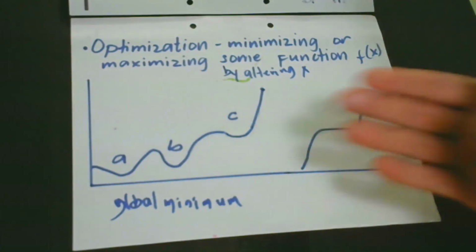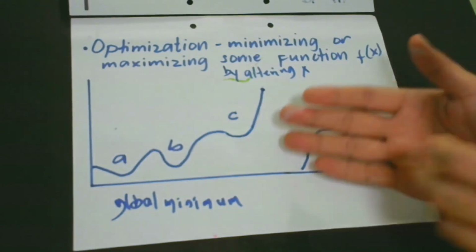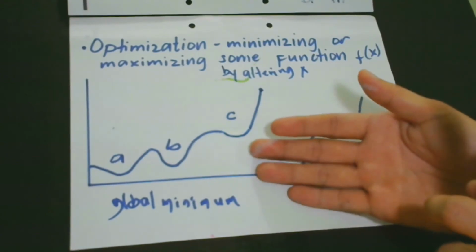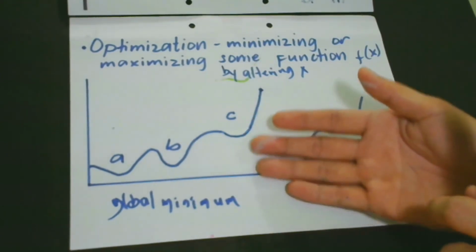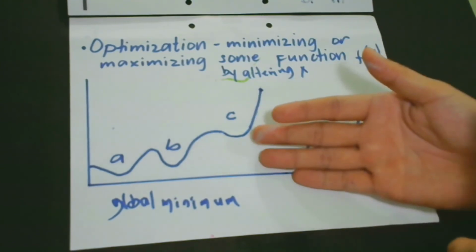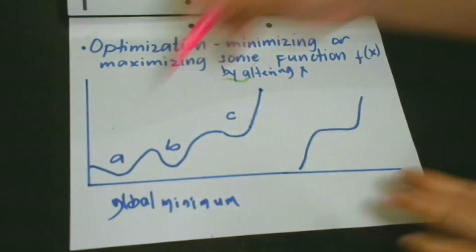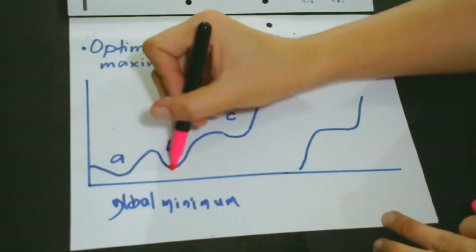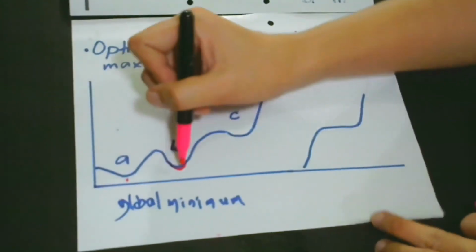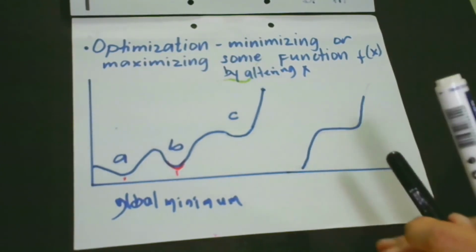Maybe you want to ask, will there be only one global minimum? Well, it is possible to have multiple global minima of a certain function. This happens when we have multiple of the same lowest points. For example, letter A and letter B have the same lowest point. This is 1 and this is also 1. So we have two global minima.